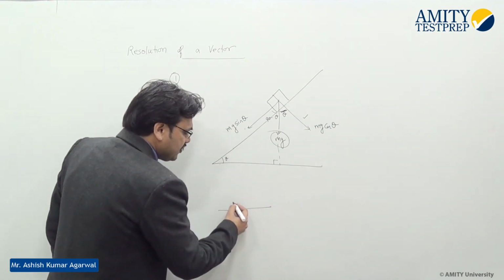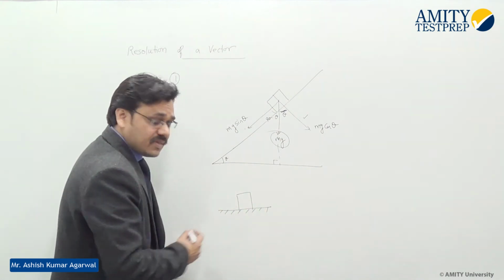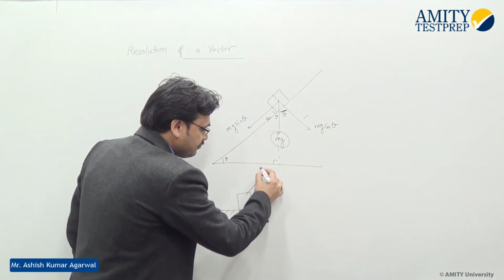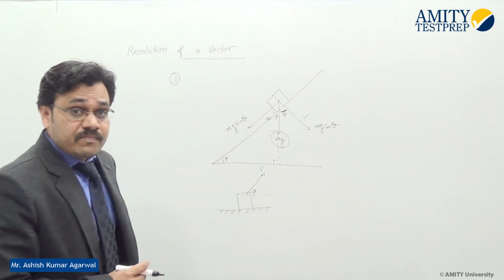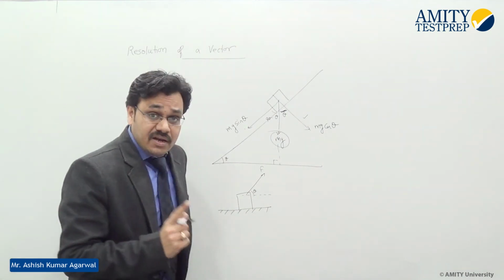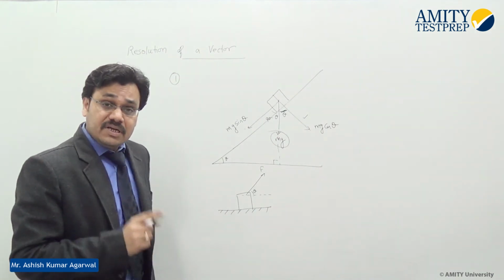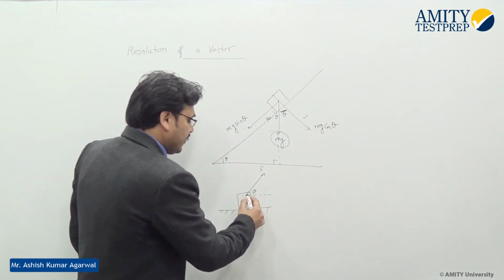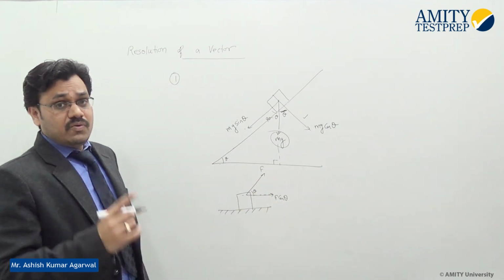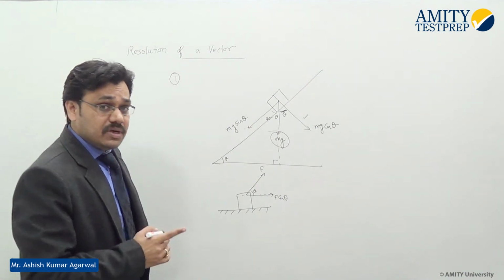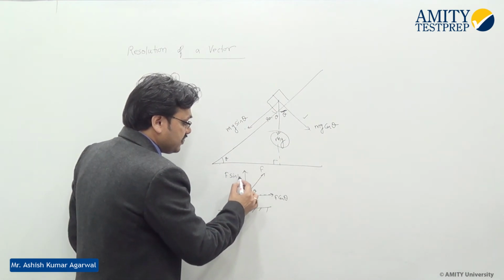Suppose here I am taking it another way. A block is placed on the ground and a force is applied in this direction. It makes an angle theta with the horizontal. Here it is worth noting the angle is with the horizontal, and if you want to find the component along the horizontal, you have to write it as F cos theta. And if you want to find the component normal to the horizontal, it means vertically, you have to write it as F sin theta.